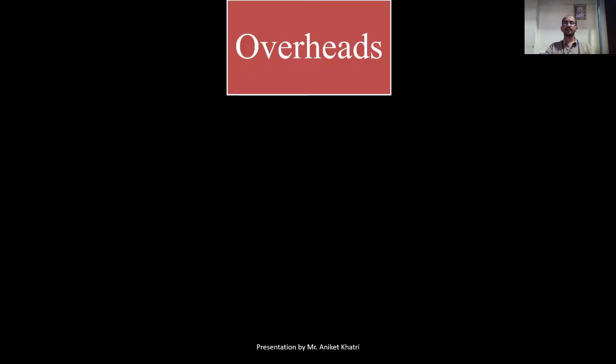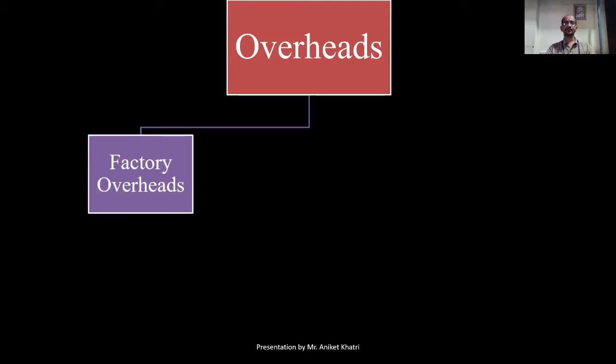Now, in the last video, we have just touched the subject of overheads. Overheads are nothing but all indirect expenditure. These overheads, this indirect expenditure, are then again classified into various heads. So let's see which heads are there. First, that is factory overheads.